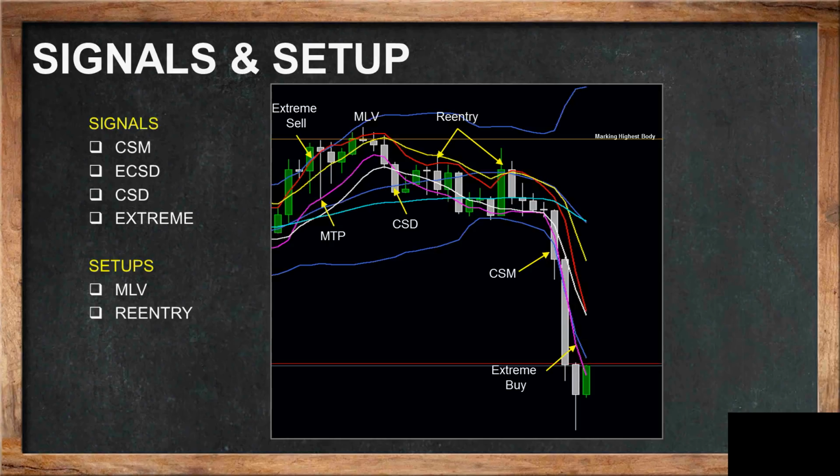MLV, also known as MHV, market long volume in Malay. You really need to understand how this concept works.